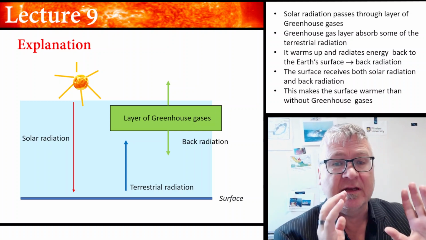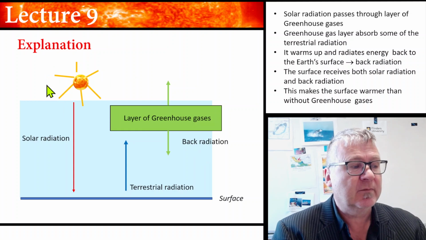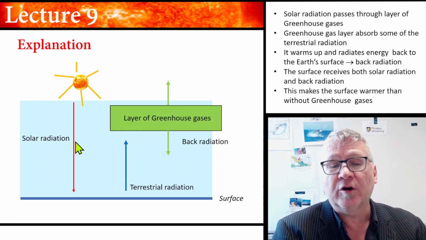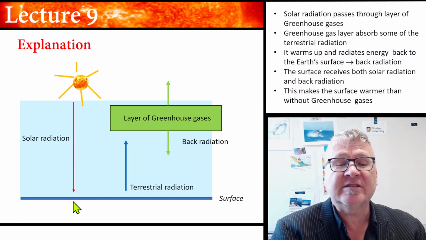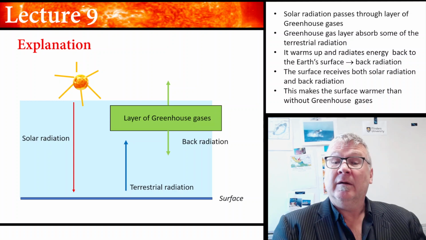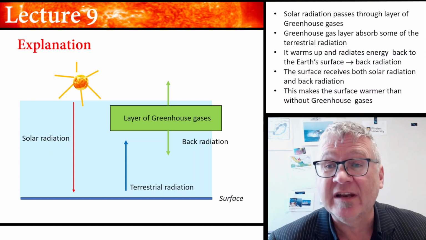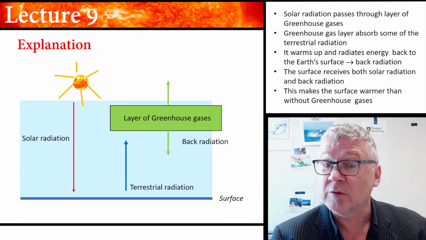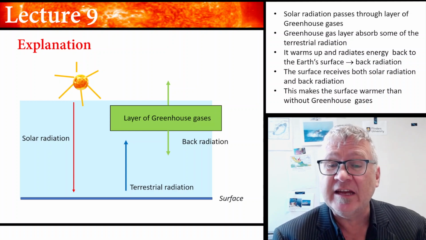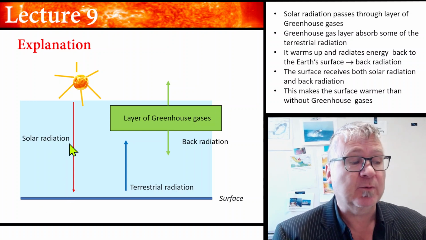So I produced a little sketch here. The sketch includes the sun, which emits solar radiation downward towards the surface of Earth. This solar radiation passes through the layer of greenhouse gases. The greenhouse gases do not absorb solar radiation much. So that's one thing.